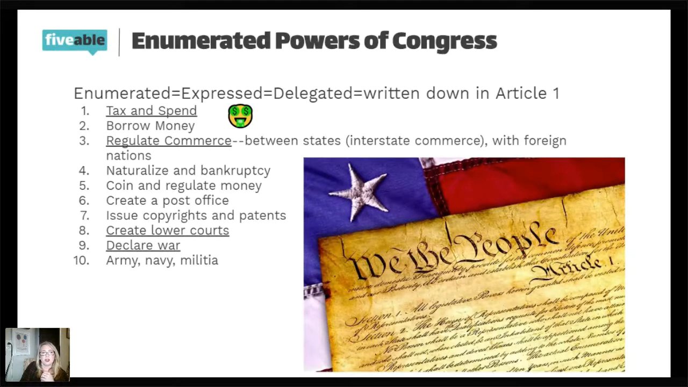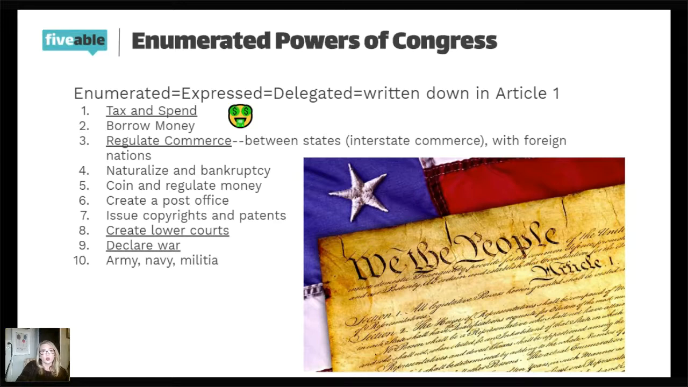They have the power to do that. So almost anything that we see Congress making a law about, how they're able to do that is through the enumerated power of interstate commerce. Also wanted to note here that they create lower courts except for the Supreme Court. There's no other court that is put in the Constitution besides the Supreme Court. The framers allowed for Congress to create the lower courts. I also wanted to highlight the fact that Congress is the branch that can declare war.